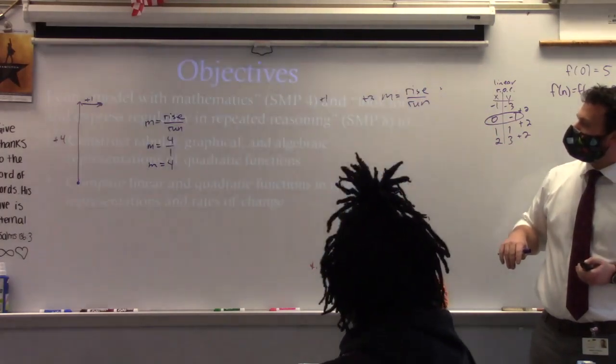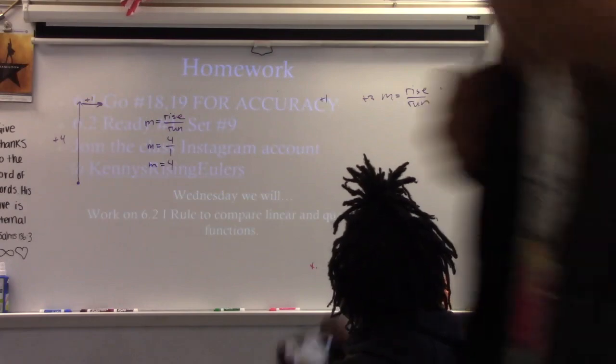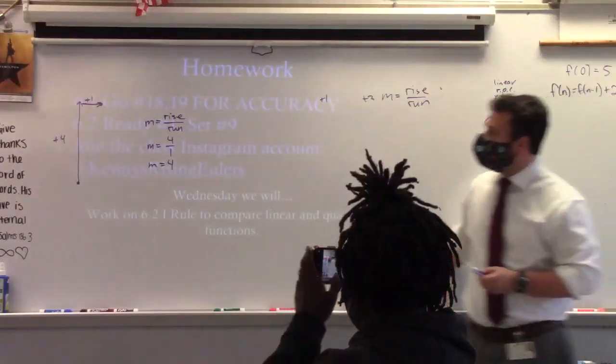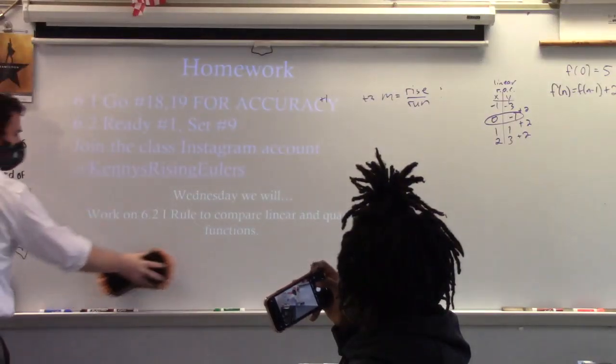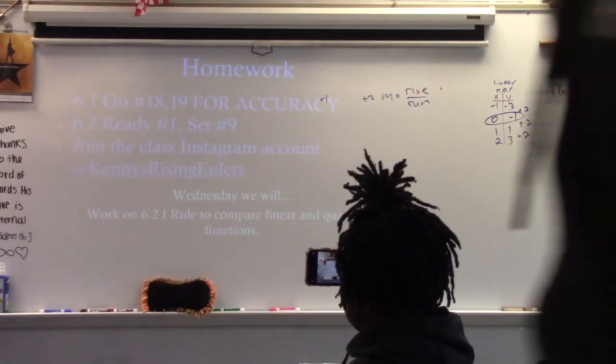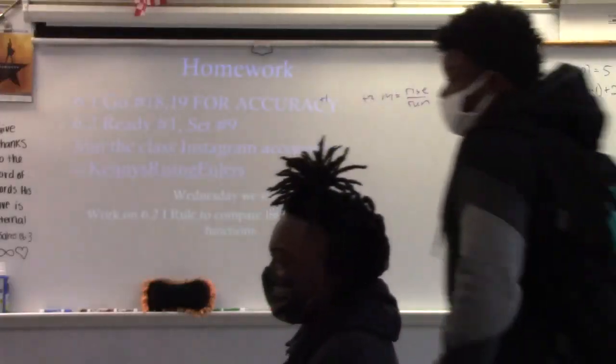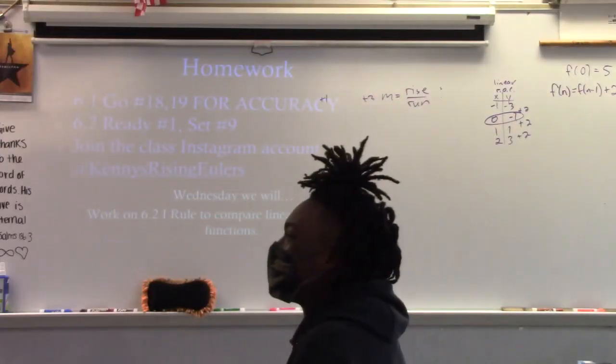There's your homework. 18 and 19 for accuracy. Okay, 18. 6.2 Ready number 1 and Set number 9. But you need to clearly identify your rise and your run, and you need a table or a graph to justify it.